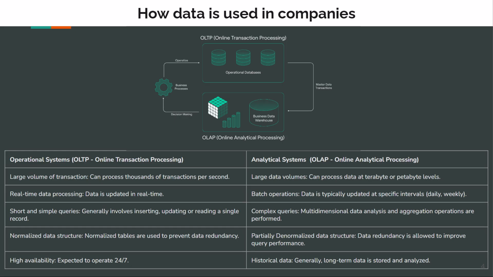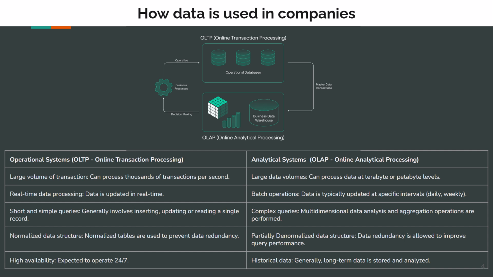Databases that process and store the data behind these systems are known as operational or OLTP systems or databases. These systems are designed to handle large volumes of transactions, perform real-time data entry and retrieval quickly, run short and simple queries like adding, updating, or deleting records, have a normalized data structure, and are expected to be always available. These features ensure that companies' operational processes run smoothly and efficiently.